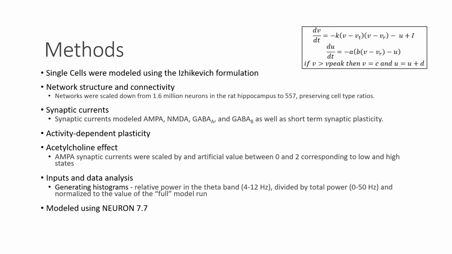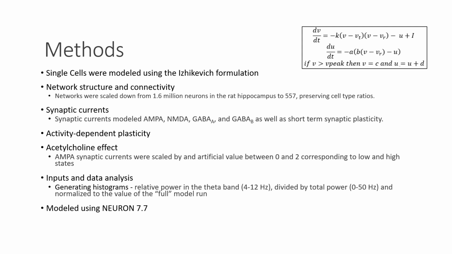So a lot of the technical implementation details are provided in those previous papers, but in brief, the model utilized the Izhikevich formulation for its cells, which provides a reduced order model that preserves a lot of the neurocomputational properties of the more biologically detailed models. The networks were scaled down from about 1.6 million neurons in the rat hippocampus to 557. We preserved the cell type ratios when doing so.